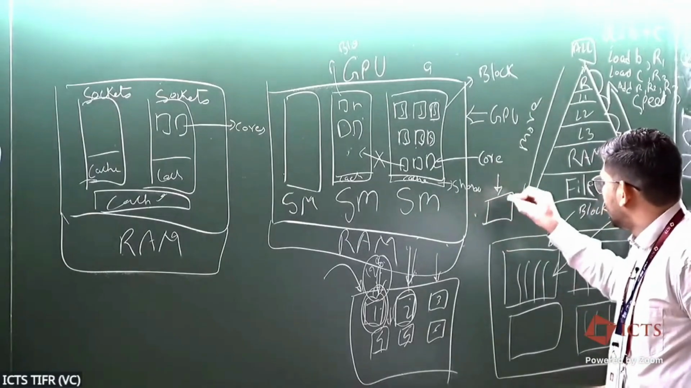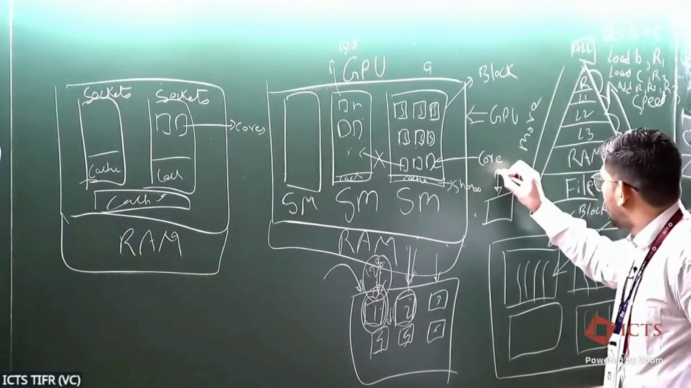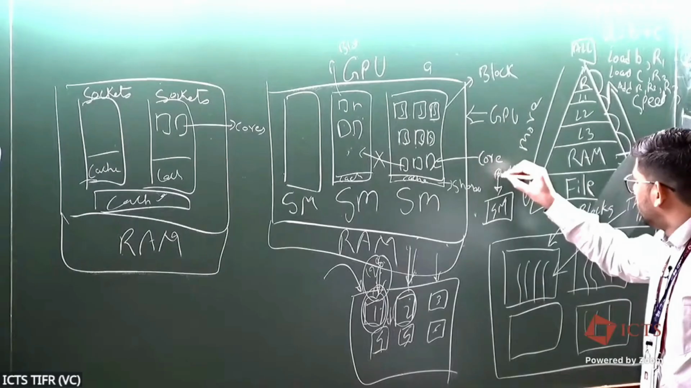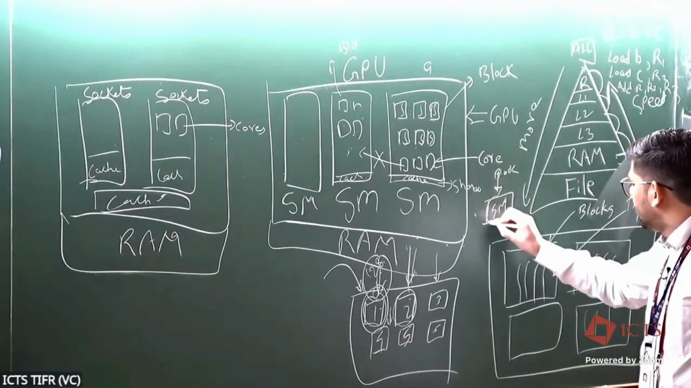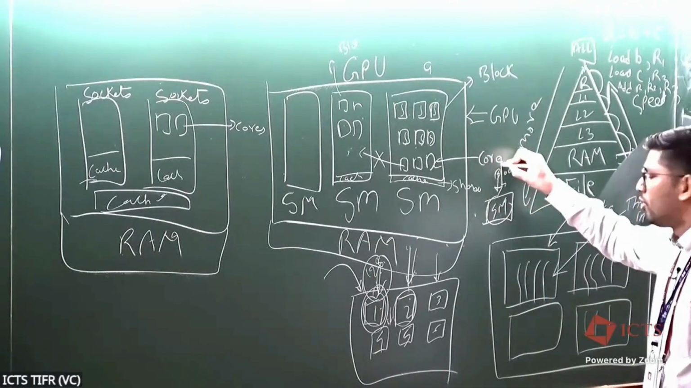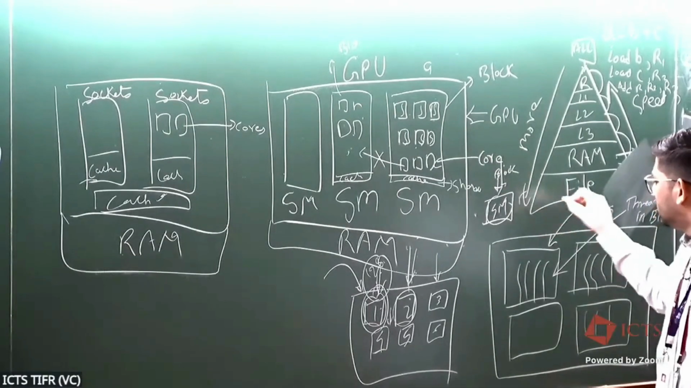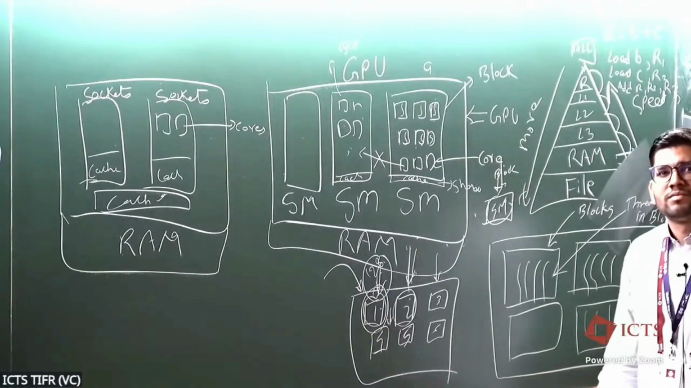So this is the SM, and this is a block. When this block finishes, the SM is idle, then again the next block is performed. The same thing happens in parallel in multiple SMs. Yeah, understood. Thanks.